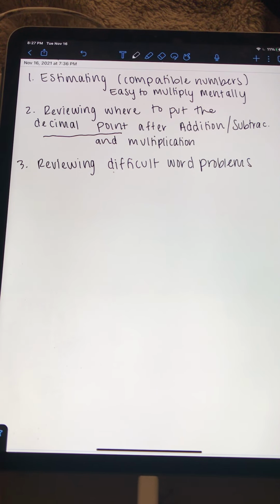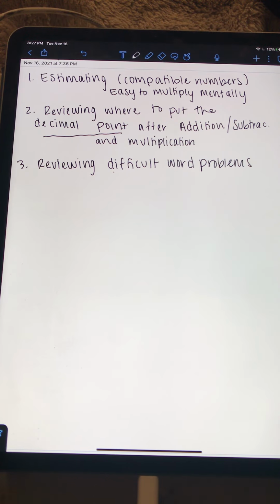All right, Ivy, I wanted to make a quick video talking about a few things. The first thing is estimating numbers. We're going to talk about compatible numbers as a way to multiply mentally, but also we can estimate by rounding both factors to the nearest one, or rounding a factor up and rounding a factor down. So there's different ways that we can estimate by rounding.